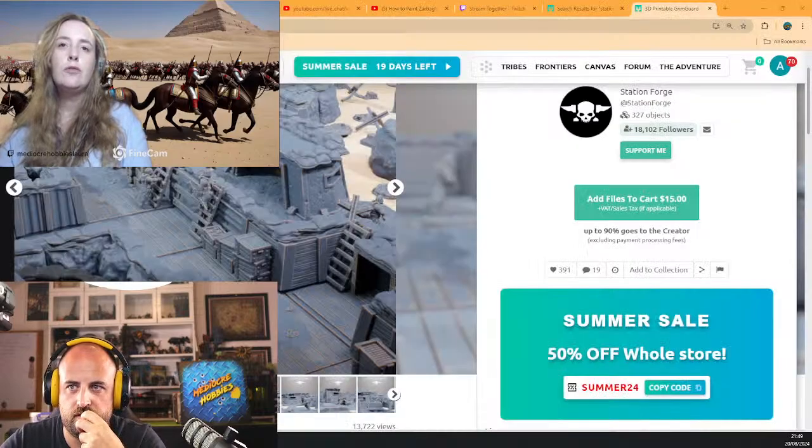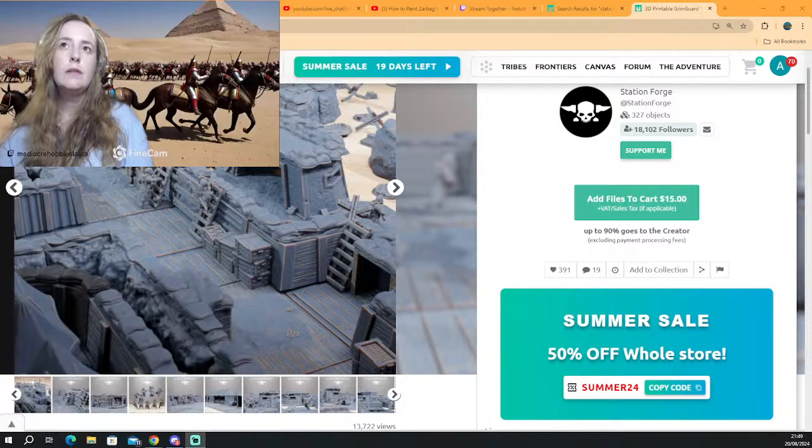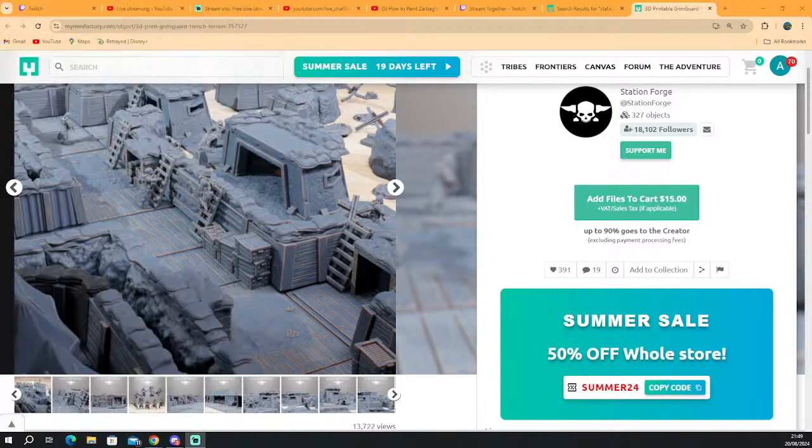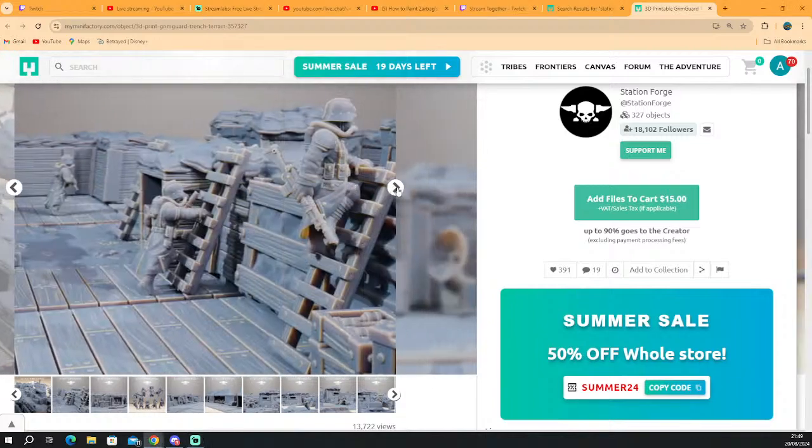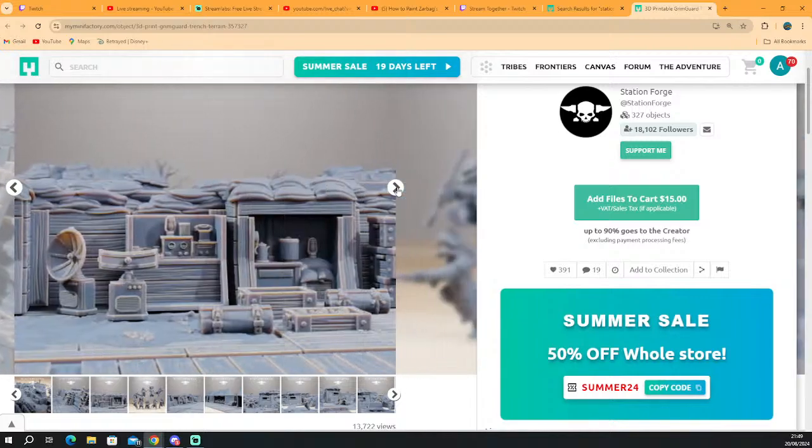Oh, the trench thing. So I'm going to make us disappear again, even though we can still talk and hear and all that jazz. But this is something that Station Forge did. I have the files for this, and I would love to base an entire board around this. It's going to take a mammoth amount of printing to do. These are the Grimguard again. This is the guy I painted today. Here they are coming up over the top of a trench.